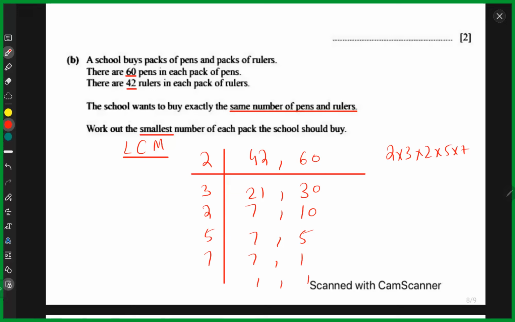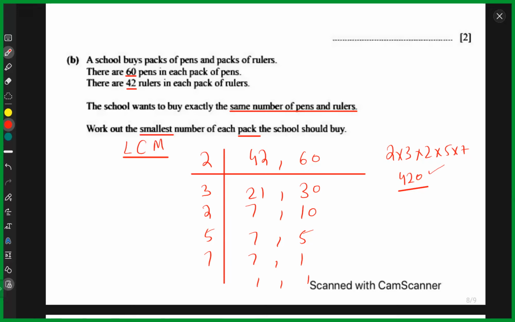and this is going to give you 420. This 420 is just the smallest possible number of pens and pencils that would be same. The question was about packs, the smallest possible number of each pack. So if you want 420 pencils and 420 pens, how many packs of pens would you be buying and how many packs of rulers would you be buying?